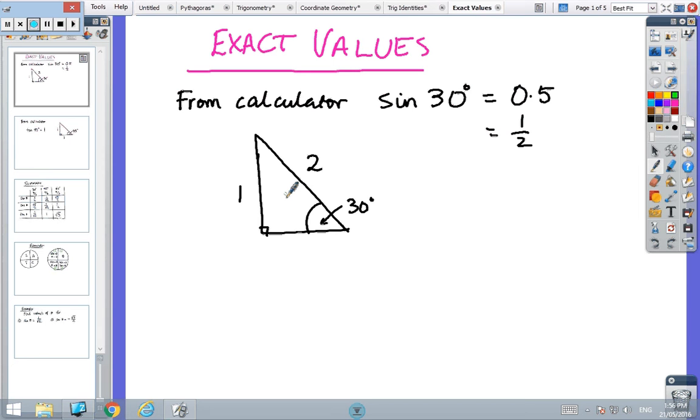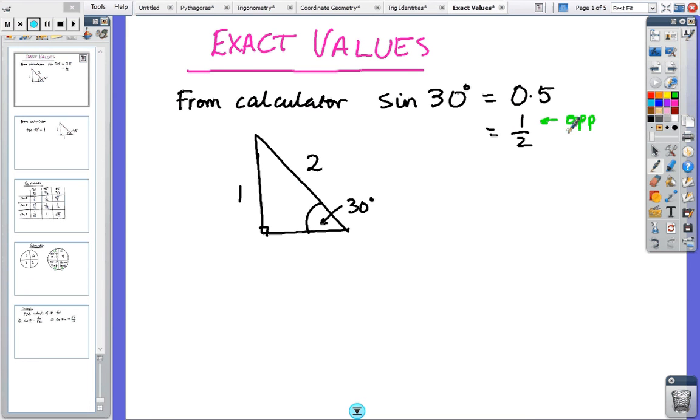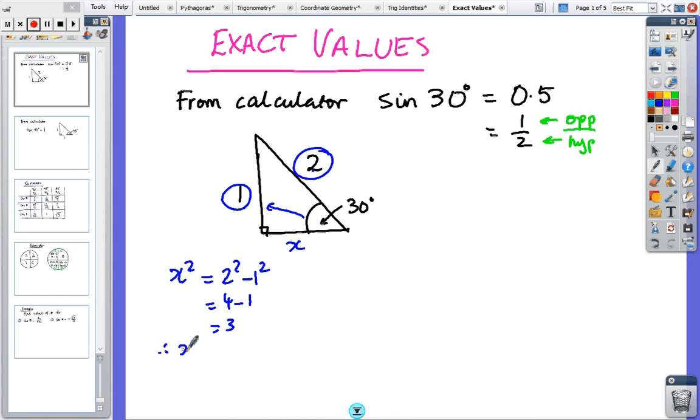Okay, so you should have done that. And if we draw a right angle triangle, sine is the opposite over the hypotenuse. So on a triangle, I put 1 on the opposite and 2 on the hypotenuse. Using Pythagoras, if I call that x, I've got x squared. 2 is the biggest side, so I've got to subtract. So I've got 2 squared minus 1 squared, 4 minus 1 equals 3, and so x equals the square root of 3. That's just using Pythagoras.